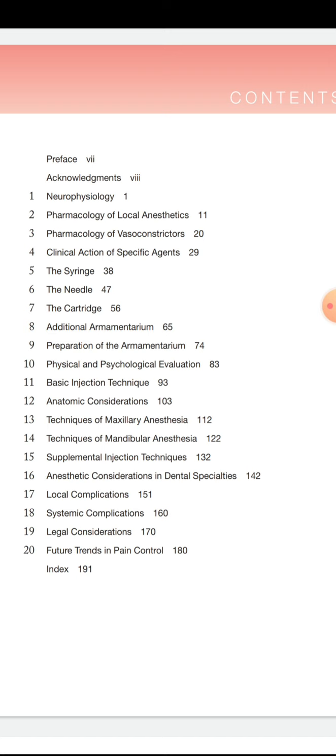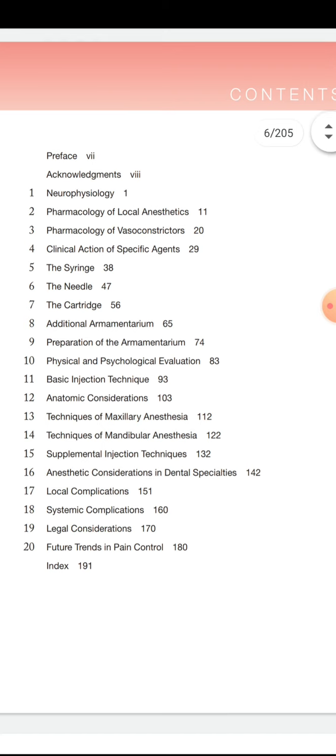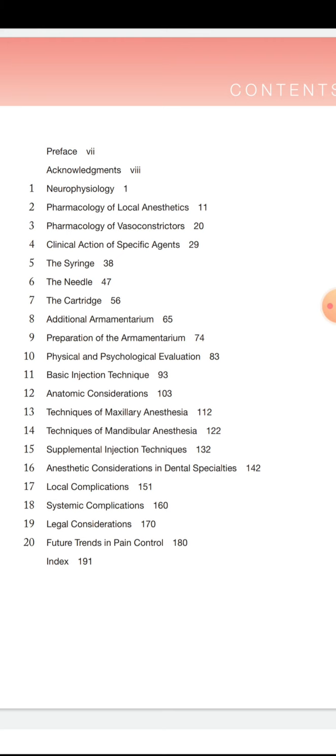5. The syringe. 6. The needle. 7. The cartridge. 8. The additional armamentarium. 9. Preparation of the armamentarium. 10. Physical and psychological evaluation. 11. Basic injection technique. 12. Anatomic considerations. 13. Techniques of maxillary anesthesia.